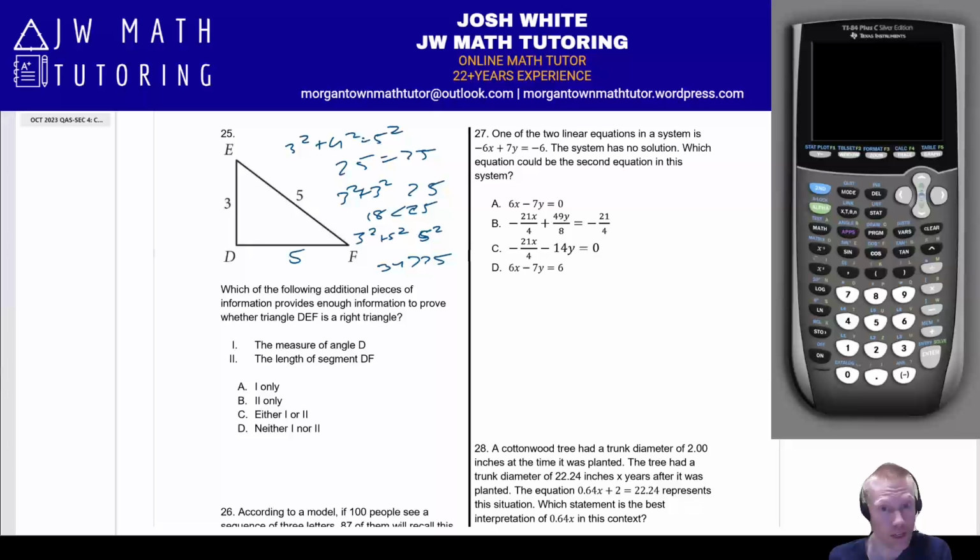Additionally, you could also do basic trig. Or actually, no, you couldn't do basic trig because you don't know it's a right triangle. So this is the only method you could use to check 2. So we know 2 is correct, so we can get rid of this and we can get rid of this.